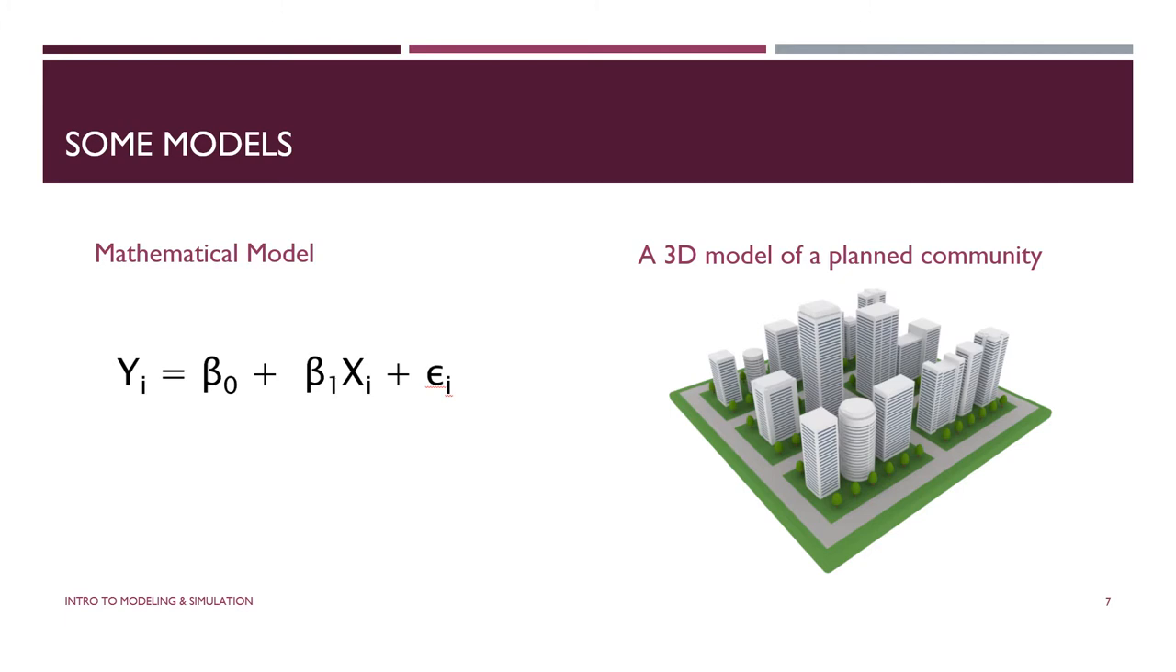Here's one I know you're familiar with, a mathematical model. It's much more abstract than the other models that we were looking at, even though those are to some degree quite abstract. And here you have a regression model, a mathematical model of a linear relationship, and it's a model of the real world where the real world has linear relationships. On the right-hand side you have a three-dimensional model, which kind of looks like, let's say, a planned community, a bunch of buildings that are going to be built. It's a plan, an architectural rendering in three dimensions to show what's going to happen when they're all finished.